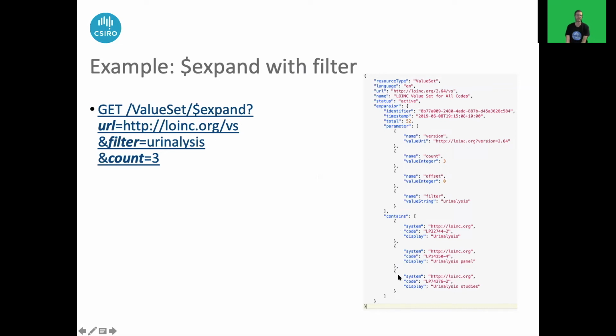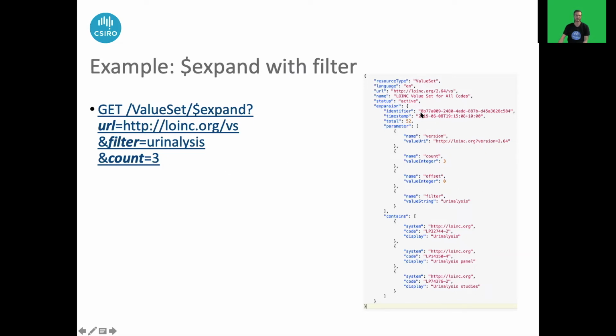The second expand example allows us to see how we use a text filter in our expansion. In this case, I'm going to call the expand operation, and I'm going to provide the URL of all of the codes in the LOINC code system. That's actually an implicit code system value set URL, and I'll get to what those implicit value sets are later on. And I'm going to pass in a filter saying I want codes that somehow match the text filter urinalysis. It's actually up to the server how it interprets that, whether it does prefix matching or whole string matching or some other sort of heuristic. And I'm also going to say I only want to see the first 3 results.